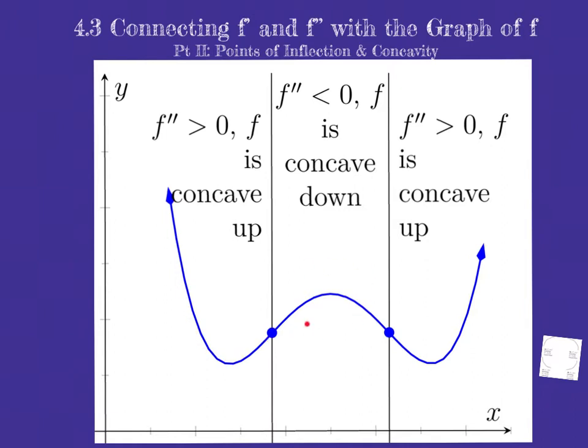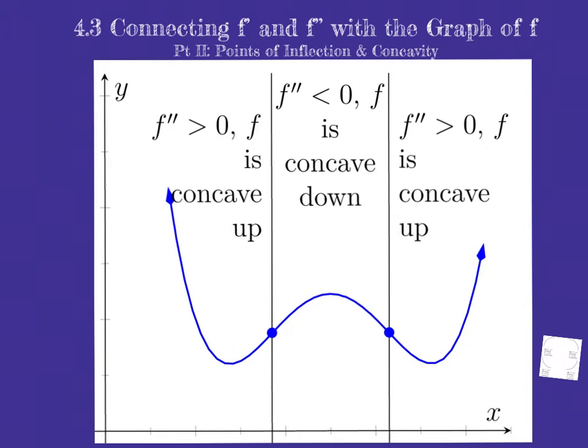Then in this middle section here, the graph would not hold water. It would spill water. So if it rained here, then it wouldn't hold here. It would fall off of the graph. And the graph here is concave down, and it's like a frowny face here. Then at this point here, our concavity changes once more, and again we're concave up.